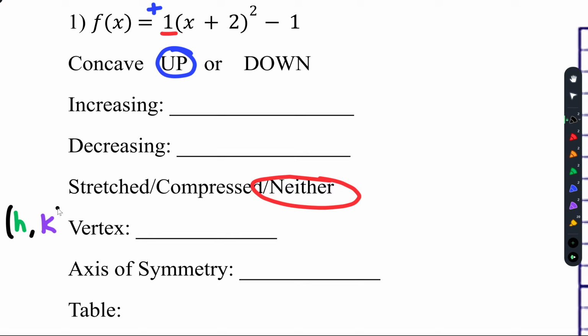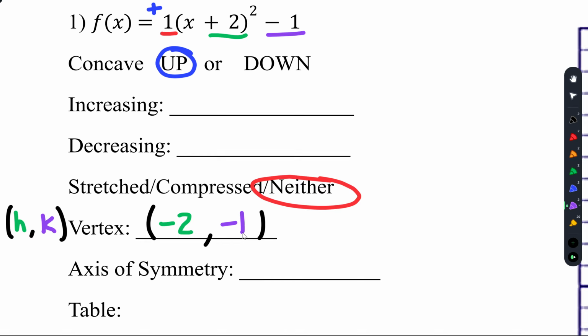So if I look at my equation, I can see that my H value, remember we always need to take the opposite of your H value. So if that says plus 2, then H is a negative 2. And then K is a minus 1. So your vertex is at negative 2, negative 1. All good there. Those are the things that we're able to pick out just by looking at it.